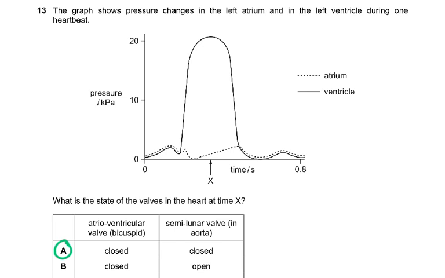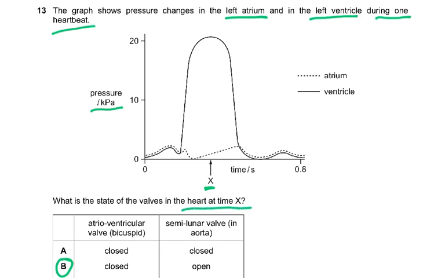Question 13. The graph shows pressure changes in the left atrium and in the left ventricle during one heartbeat. Now, what we have to understand is that the graph is the typical pressure graph, and we have to see the point X. What is the state of the valves in the heart at time X?